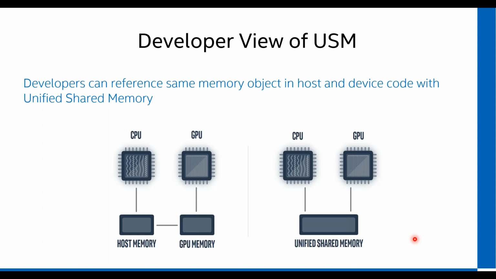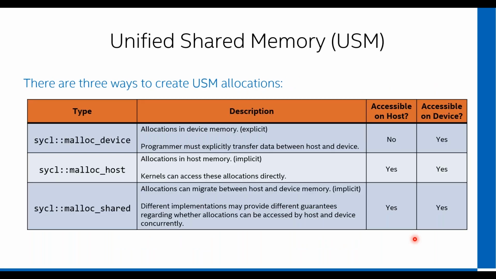So there are two ways of writing USM code. One is the explicit method, in which we explicitly copy the data, and the other is the implicit method, where we don't need to copy the data explicitly. Everything is done on its own.